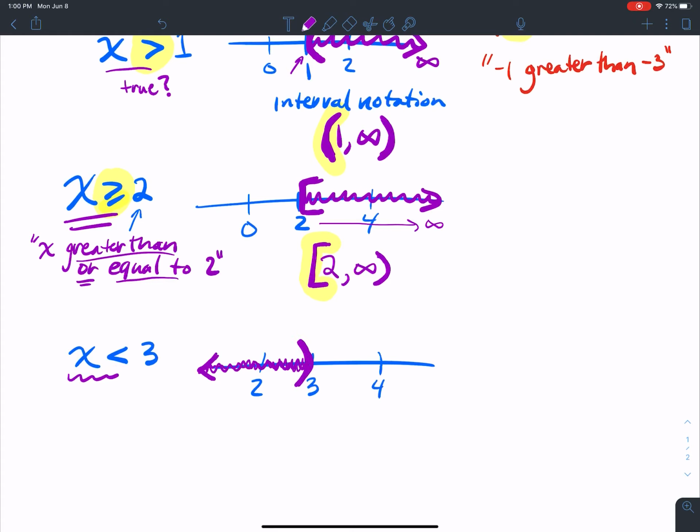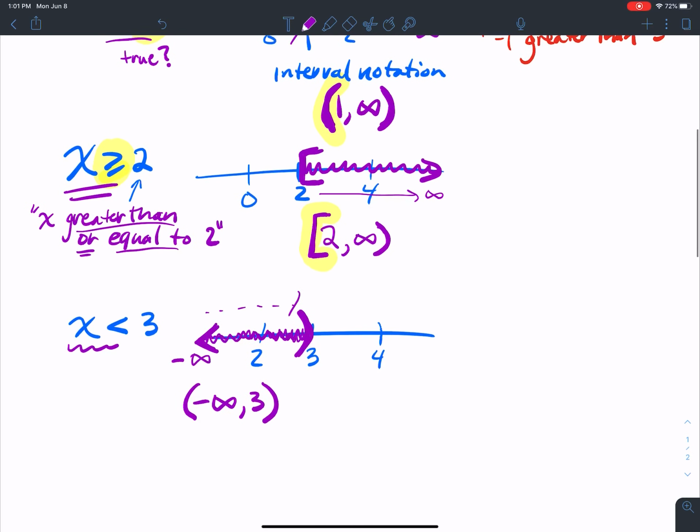So in interval notation, I read from left to right. So what is the furthest left here? It's not infinity, but it's negative infinity. We go negative infinity all the way up to what? 3, right? And we don't include 3 and we don't include negative infinity. So that's what the interval notation looks like there.